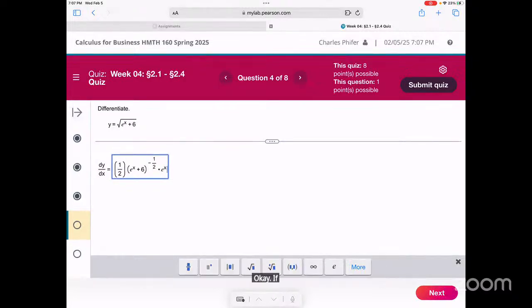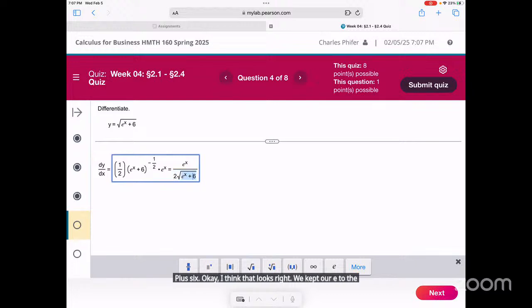So let's kind of put this in the proper form. Let me see. Our numerator looks like it's just e to the x. Okay. The denominator looks like it's 2 times the square root of e to the x plus 6. Okay, I think that looks right? We kept our e to the x. That stuff is there. The 2 is there. Okay, I'm going to go with this. I'm going to get rid of my notes. All right, I'm going to just go with that. Let's try to get this last one.